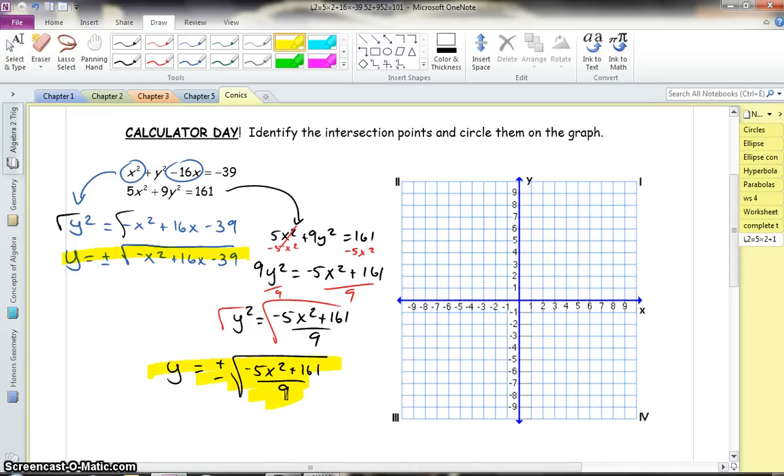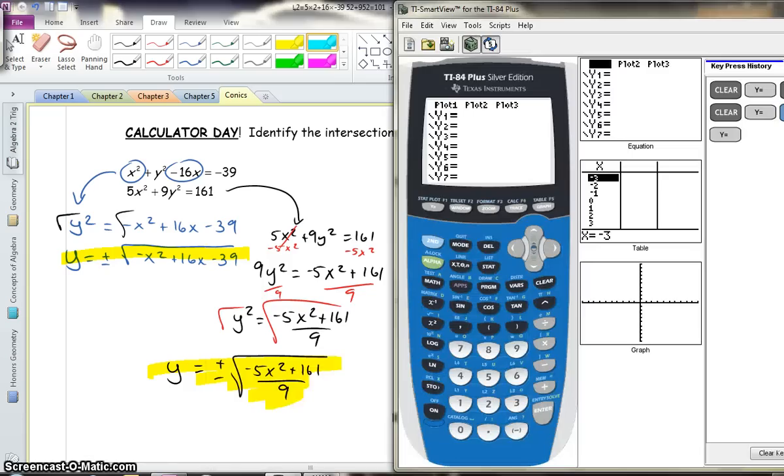At this point, we can type that into the calculator and it can do everything for us. Now, there is one catch. The calculator doesn't do plus or minus. So you really have to type this equation in twice. So let's go to our calculator. And I always like to do the calculator before I draw the sketch of my graph because we have to find the important points first.